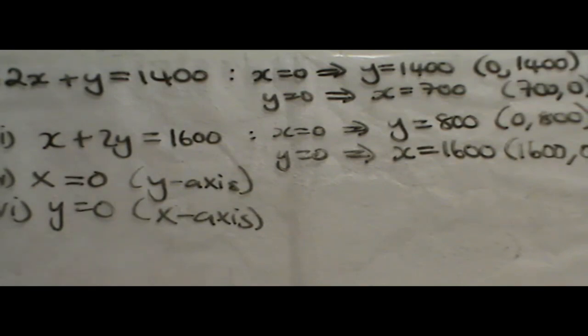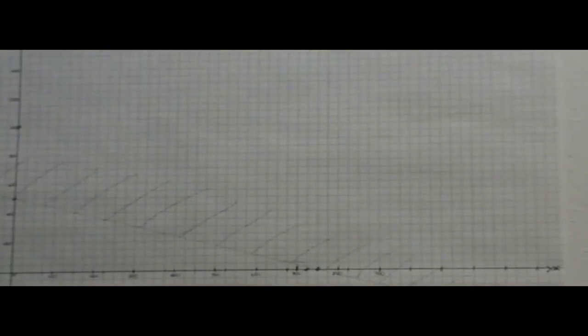Okay, so now that we have all the points that make up all the lines, all we need to do is go to our graph and then draw them and then shade off the unwanted regions. Okay, so let's plot the next one. The next line we plot is 2x plus y is equal to 1400. And if you remember, the 2 points that lie on that line are 0, 1400, and then 700, 0.